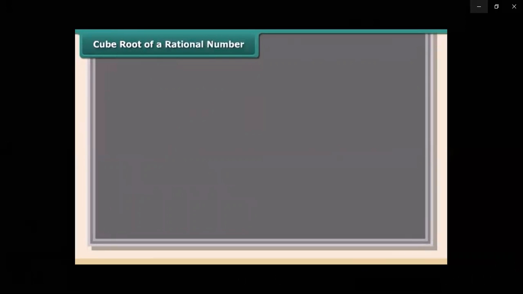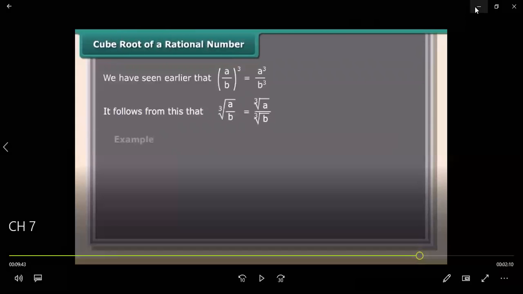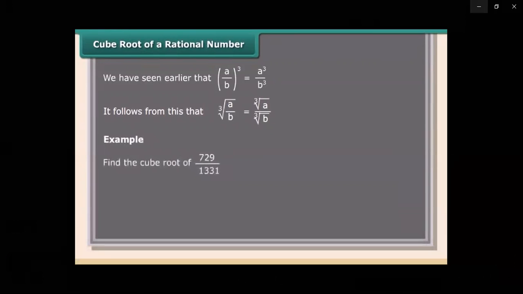Next topic is cube root of a rational number. Okay, so we have seen earlier that (a by b) whole cube is equal to a cube by b cube. So it follows from this that cube root of a upon b will be equal to cube root of a divided by cube root of b. So we can distribute the cube root in the numerator as well as in the denominator. So cube root of a by b can be written as cube root of a divided by cube root of b. For example, find the cube root of 729 by 1331.